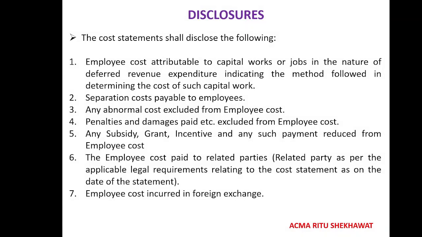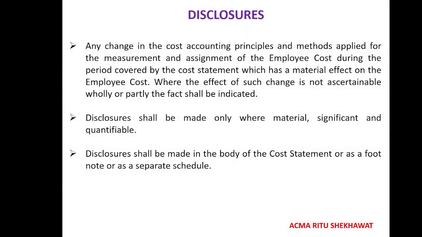Disclosure: a separate cost sheet should be maintained. Abnormal cost, if there is any, has been excluded. Penalties and damages, also any subsidy, you have to mention in your cost sheet also. Also any payment made to related parties with reference to foreign exchange. If there is any change in the cost accounting principles that is affecting your employee cost, then you have to mention that, with this effect you are changing this, that has been a material effect on employee cost. You have to disclose this, and disclosure shall be made in the body of the cost statement or as a footnote or as a separate schedule. So these are the disclosures also.